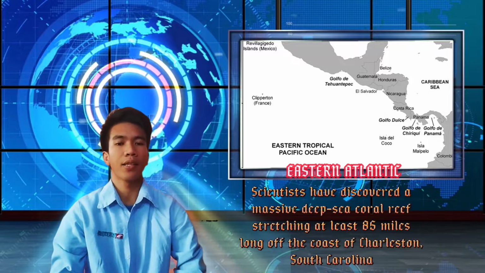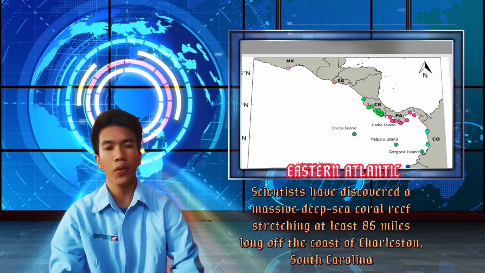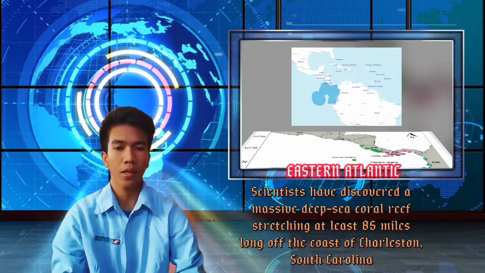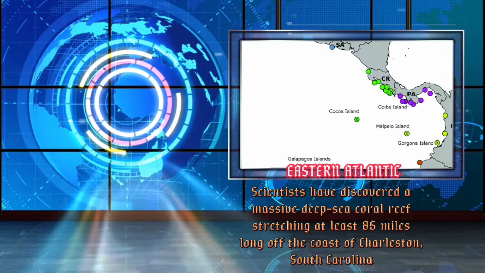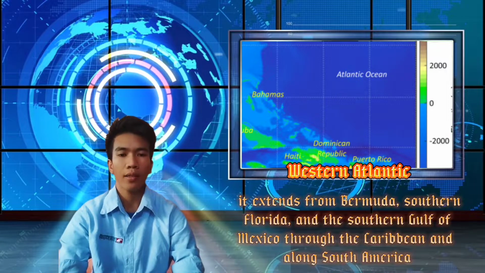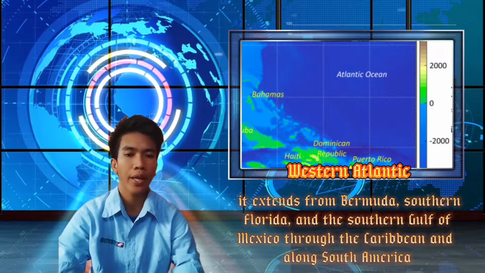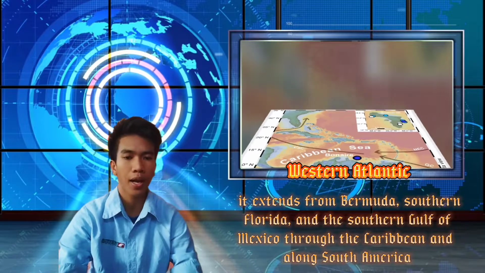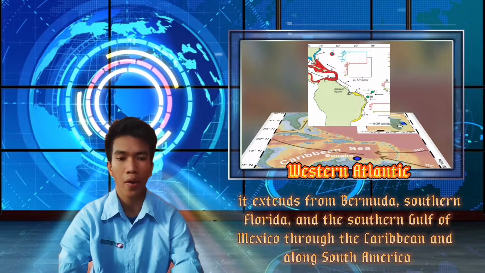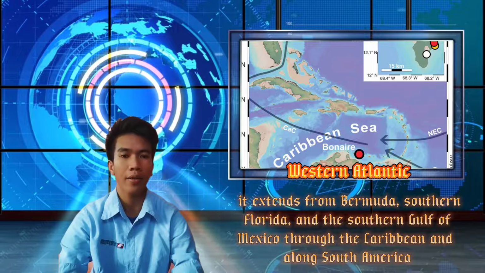Eastern Atlantic. Scientists have discovered a massive deep-sea coral reef stretching at least 85 miles long off the coast of Charleston, South Carolina. Western Atlantic. It extends from Bermuda, southern Florida, and the southern Gulf of Mexico, through the Caribbean and along the South American Atlantic coast to Cape Frio in Brazil, Rio de Janeiro state.